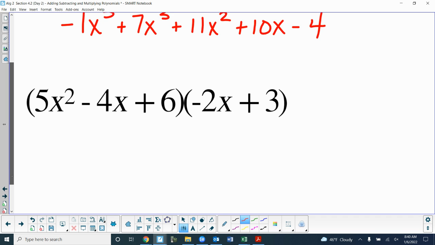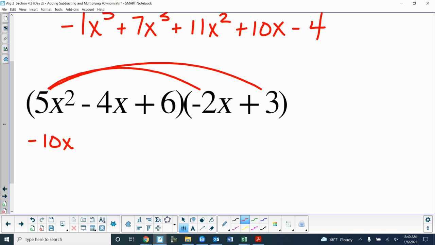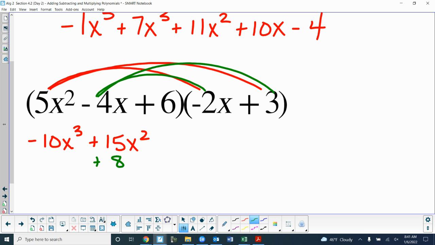Okay, for this one, a multiplication. I'm going to multiply 5x squared times both of those to start. So 5x squared times negative 2x is a negative 10x cubed, right? You add the exponents. 5x squared times 3 is 15x squared. Negative 4x times both of those. Negative 4x times negative 2x is a positive 8x squared.